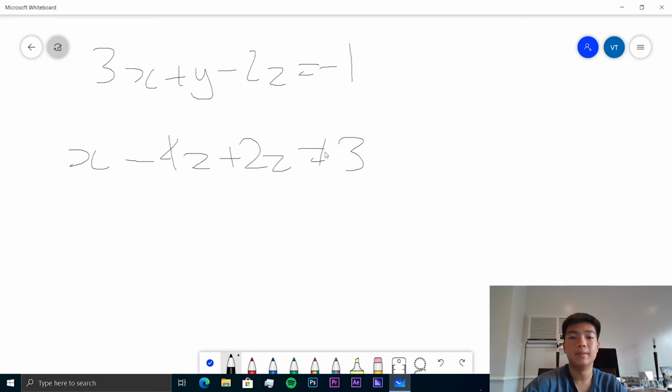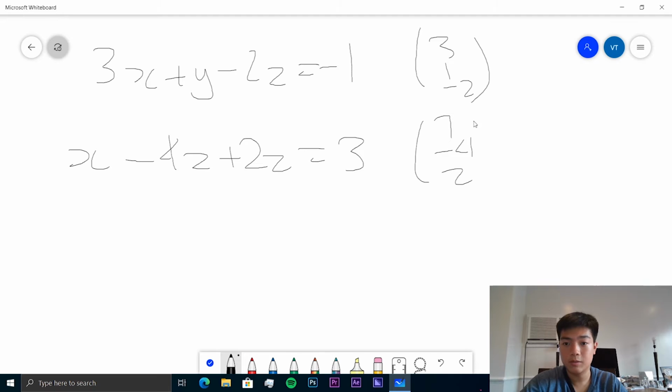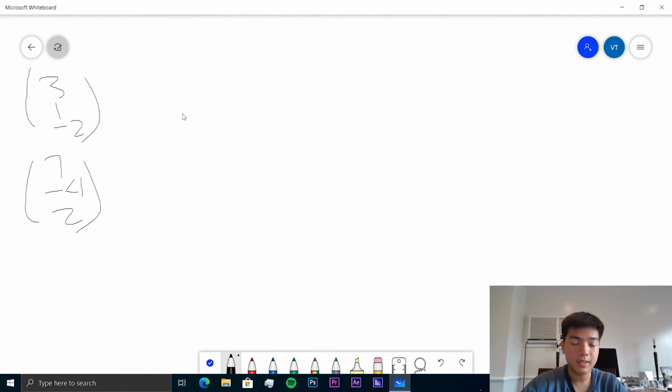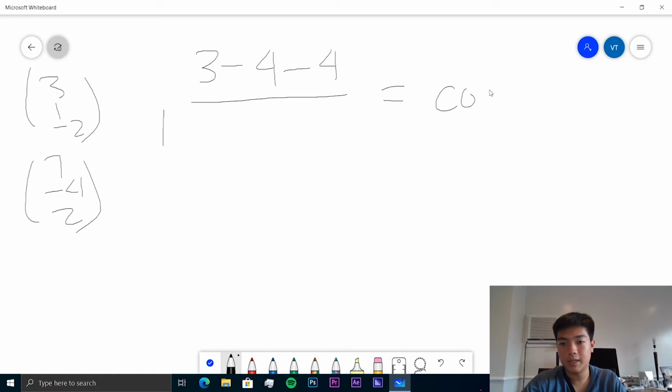So we know the normal vector of this one is (3, 1, -2), and this one is (1, -4, 2). So what we can do is simply take the dot product, a1 b1 and so on. So we have 3 minus 4, divided by |A||B|, and this is equal to cosine theta.